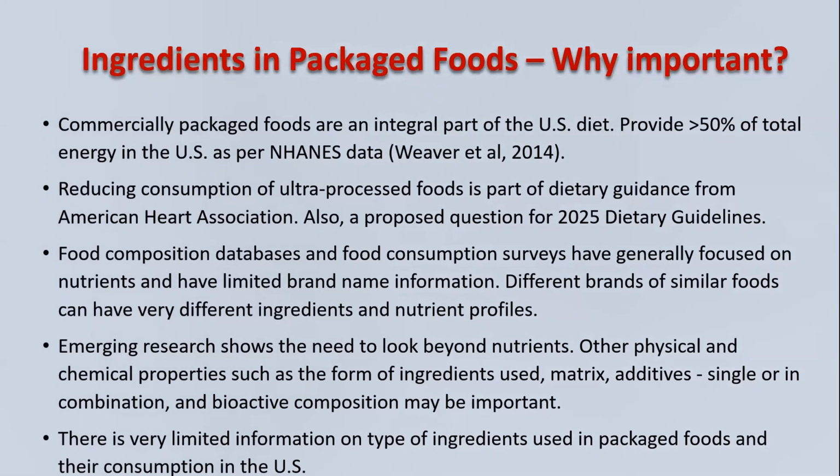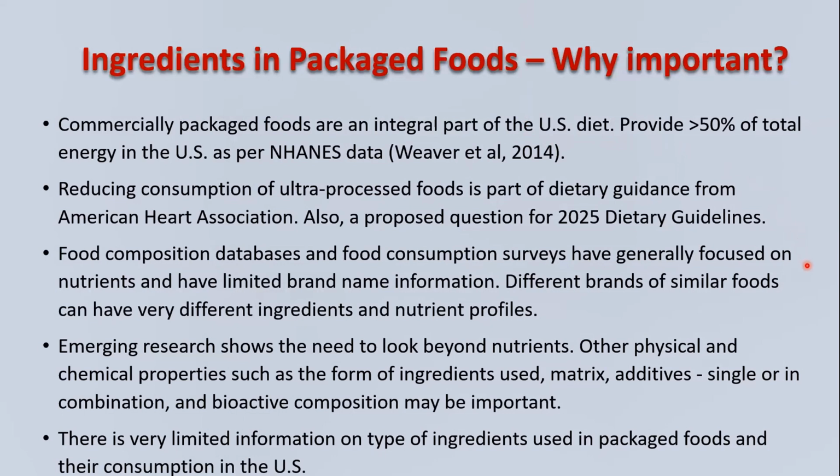Why do we need a system to study ingredients used in packaged foods? Because they are an important part of the US diet. They provide over 50% of the total energy in the US, as per NHANES data, and are important contributors for several nutrients too. Reducing their consumption is part of the dietary guidance from the American Heart Association, and is also a proposed question for 2025 dietary guidelines for Americans.